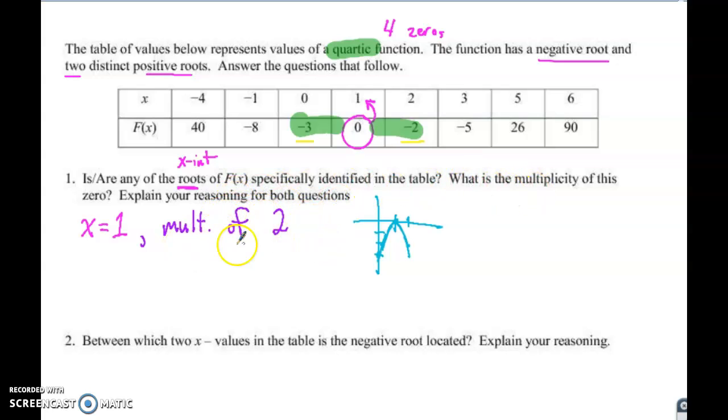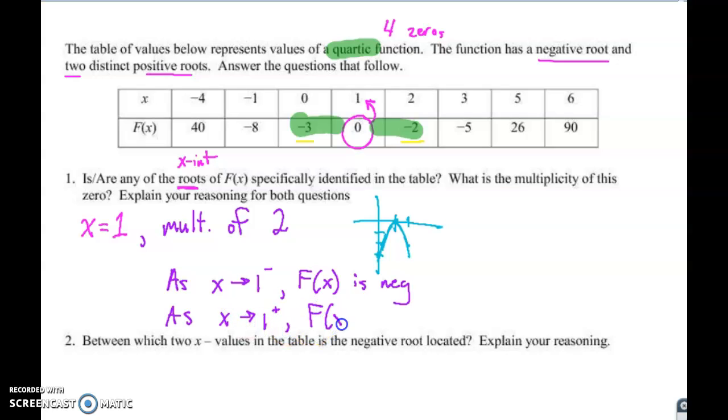So again, what's your reasoning for this? Is we have a negative to the left. I'll go ahead and write it sort of as the notation that we have. You don't have to write it this way. As x approaches 1 on the left side, we called it f of x is negative, and as x approaches 1 on the right side, that function is also negative, sorry. And that's your clue that it just bounces off the x-axis. I think that's the word I used.